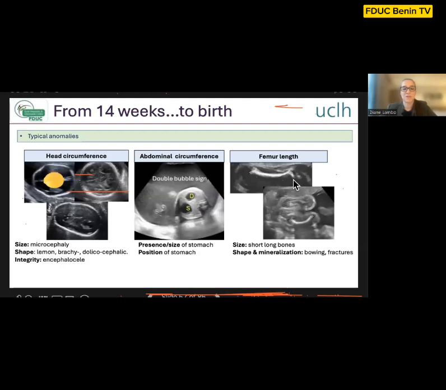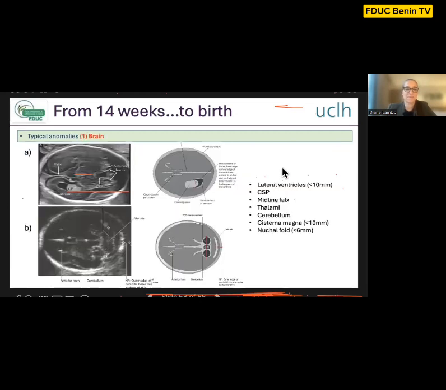Again, just by measuring your femur, what you can look at is the integrity of the bone, the mineralization. Is there any bowing, as you can see in the top here? Are there any fractures to indicate the possibility of an underlying skeletal dysplasia?